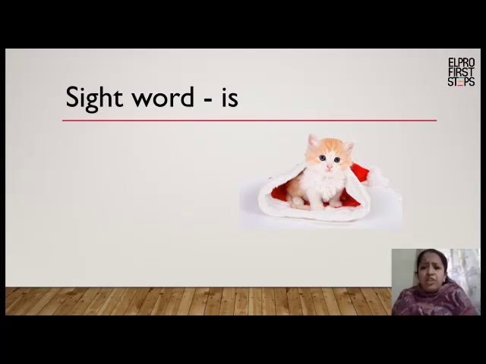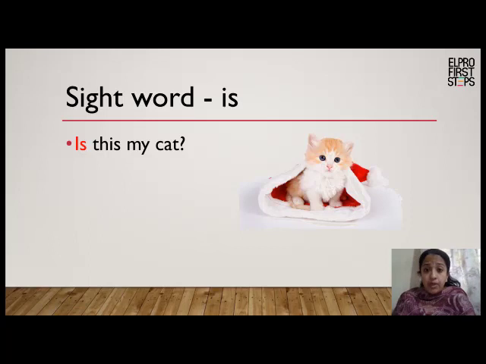So what picture can you see here, children? Yes, it's a very, very cute cat. Now we are going to form a sentence with the cat and the word is. So the first sentence using these two words will be, is this my cat? Now see, we are asking a question here which starts with the word is. Now the sight word will be marked in red color. Is this my cat?